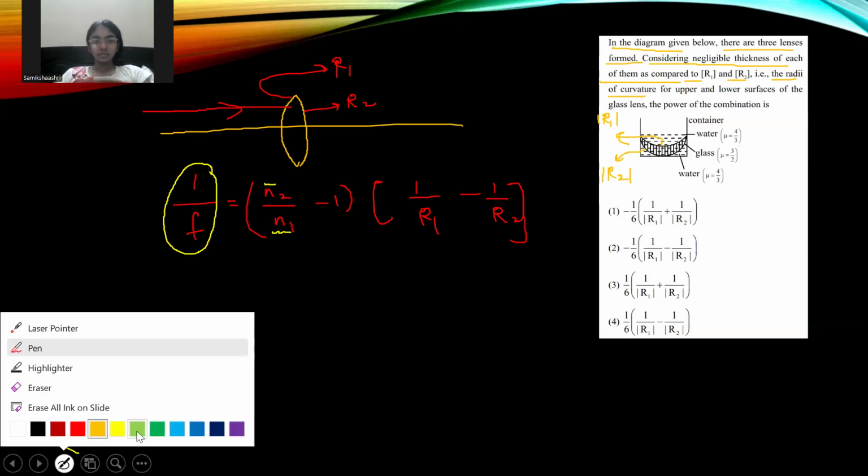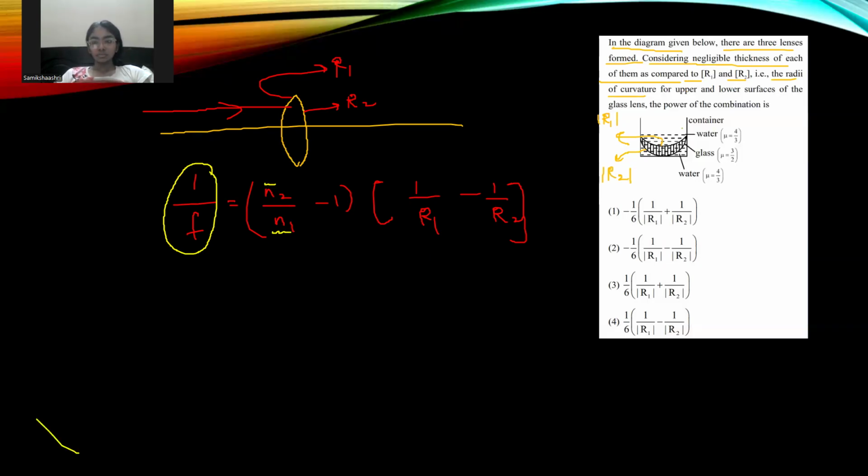How many lenses are you able to visualize? If light is coming like this, it will travel through the medium water, then glass, and then again water. For the upper surface, that is R1, and for the lower surface, that is R2. So how many lenses? If you notice, one is this lens, one more lens is this, and one more lens is this.